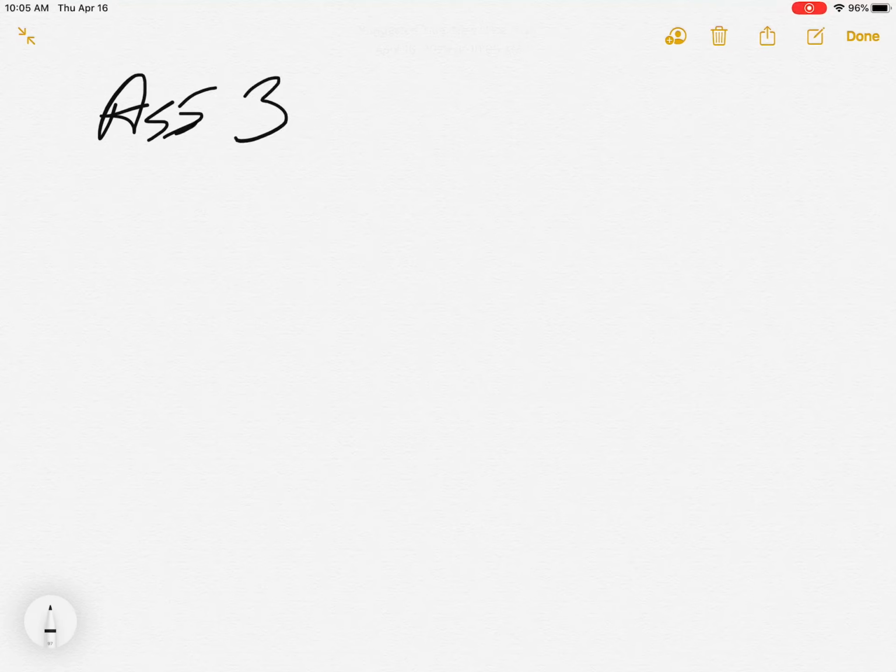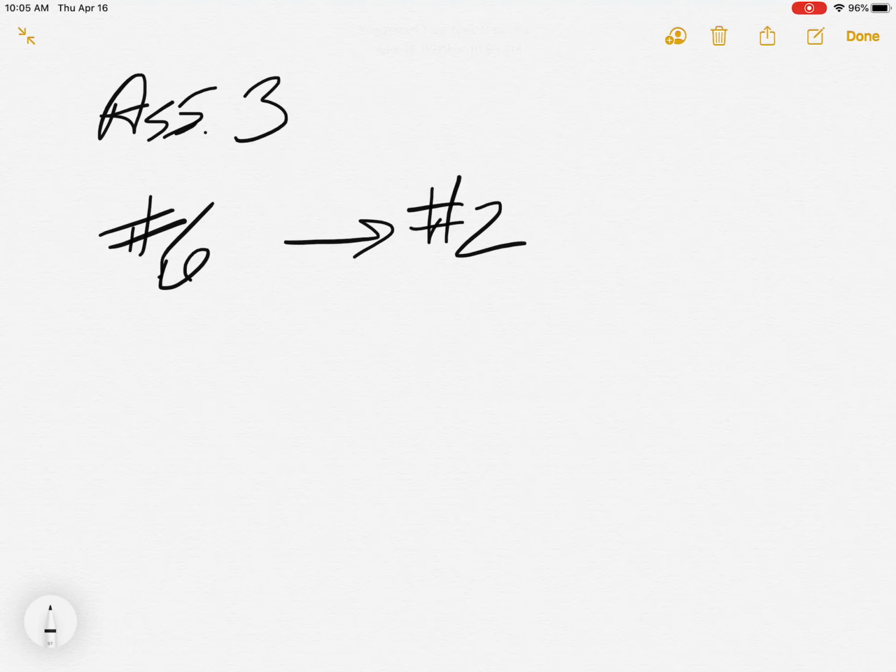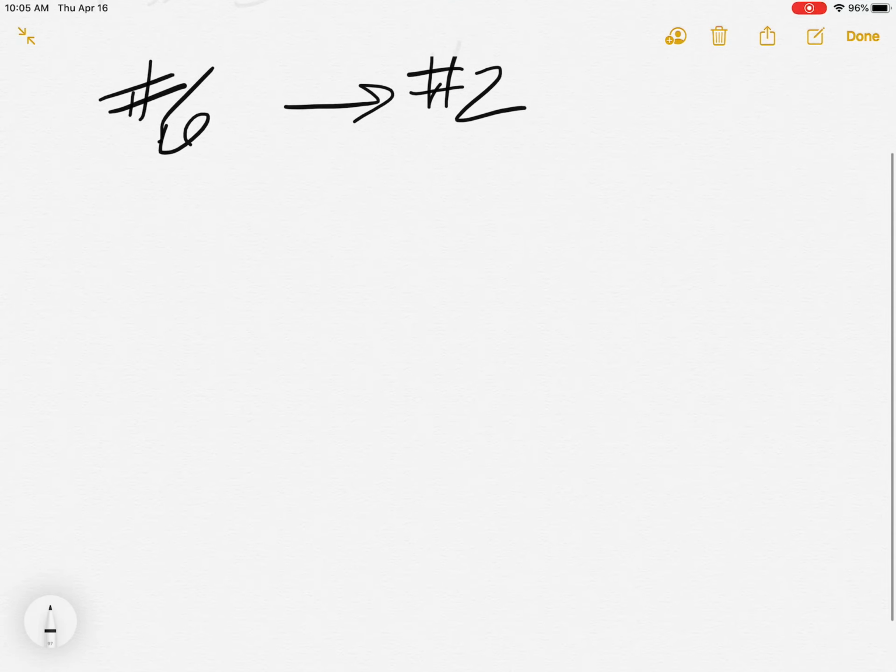This is assignment 3, but we are talking now about question number 6. My carrot is a little wet, so I'm getting some problems here, but it should be okay. Number 6, there we go. Now number 6 is related to number 2 because it's about the balloon.